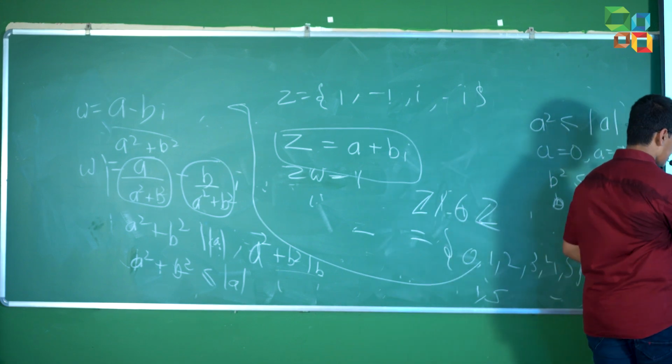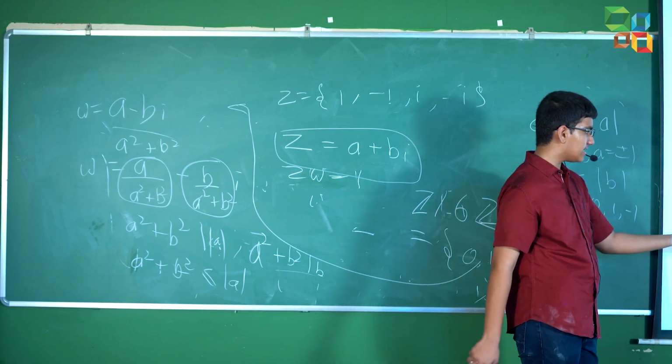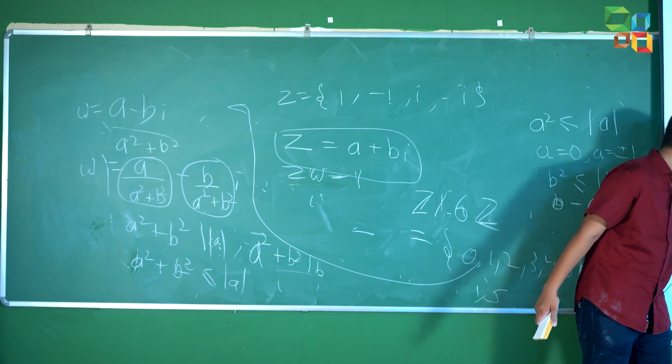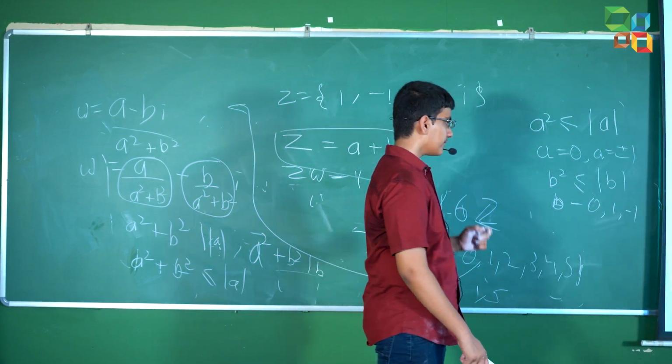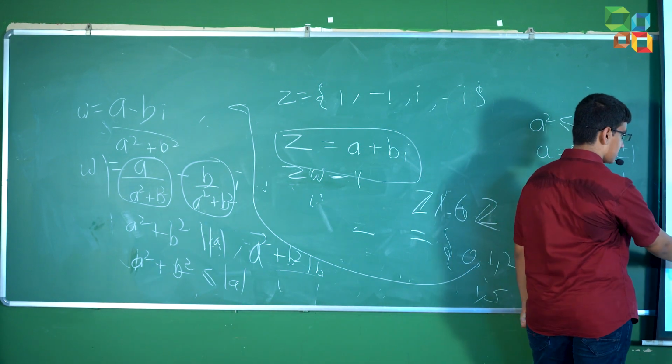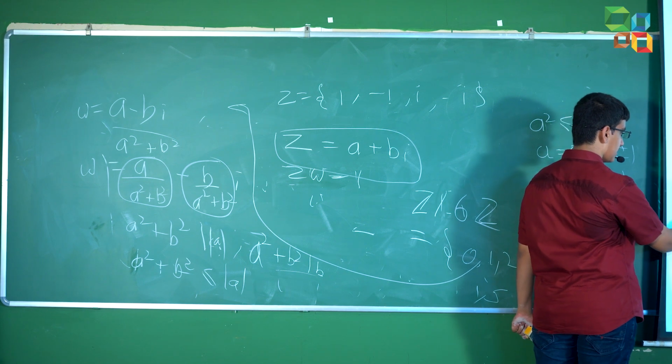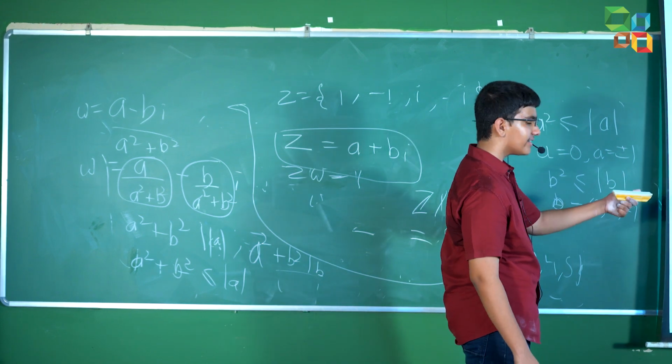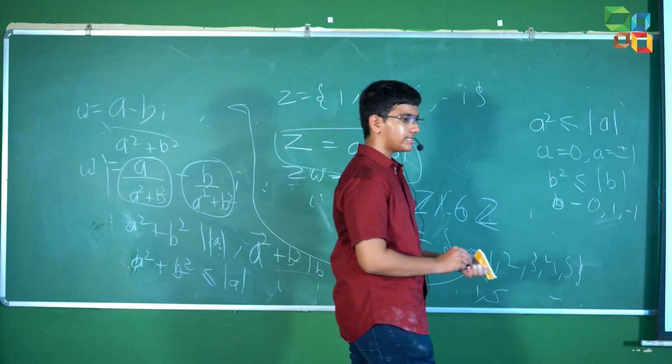I wrote the fact down. If M is a unit, it means GCD of M and N, this is N, is 1. And we proved this. I won't prove this today. Prove that if U is a unit, even negative U is a unit. It's actually a simple proof.